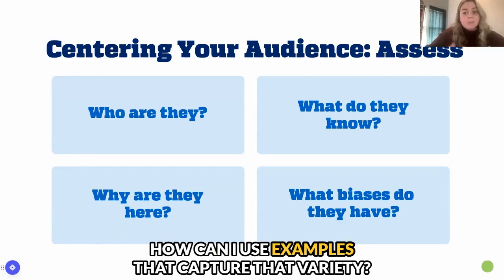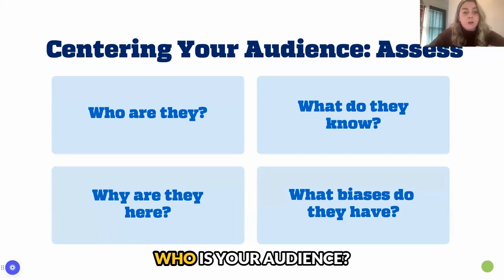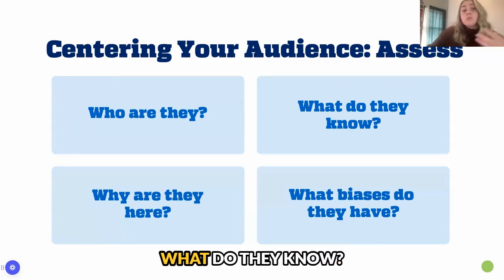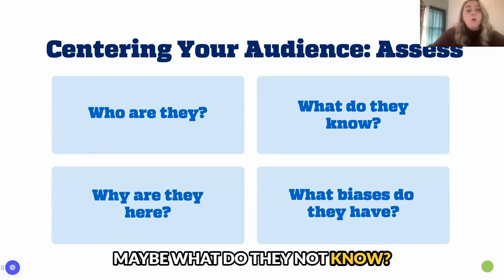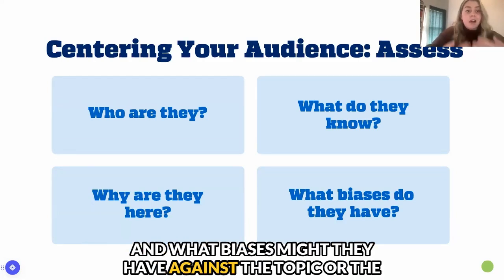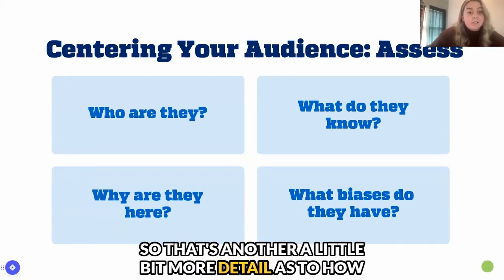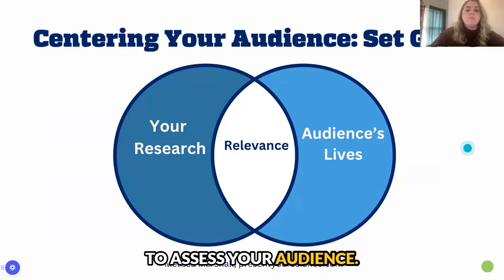How can I use examples that capture that variety? Some other questions you might ask yourself: Who is your audience? What is it made of? What do they know? Maybe what do they not know? Why are they here and why are they attending? And what biases might they have against the topic or the information that you're sharing? So that's a little bit more detail as to how to assess your audience.